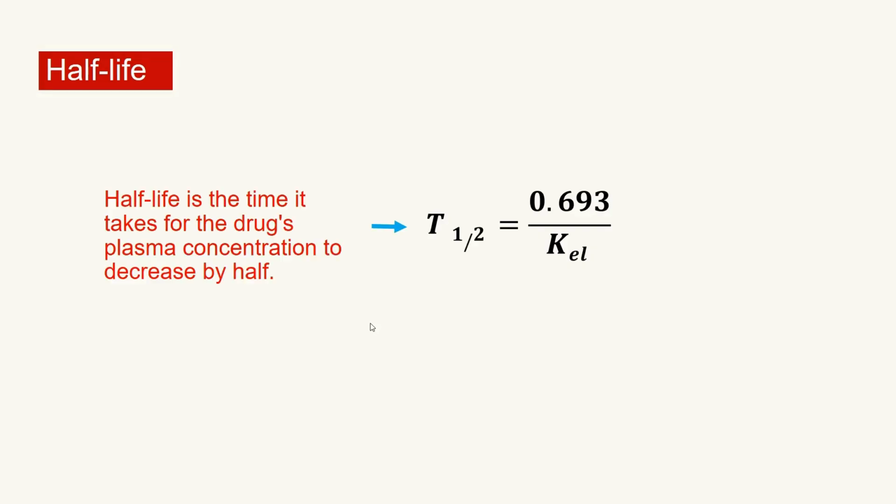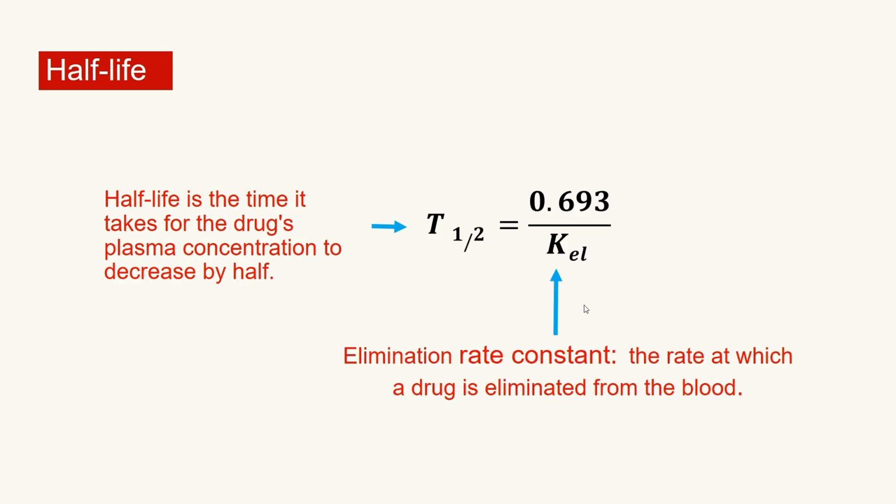Half-life is the time it takes for a drug plasma concentration to decrease by half. So basically, the drug concentration will be half in the plasma or in the blood. This formula utilizes the elimination rate constant, which is the rate at which the drug is eliminated from the blood. By using this constant and 0.693, you can calculate half-life.